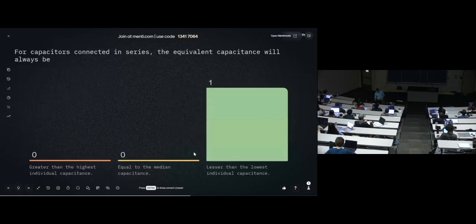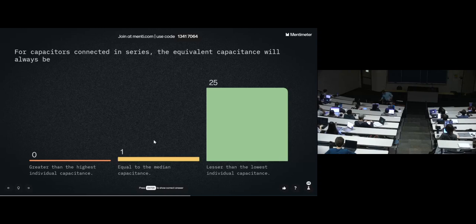So for capacitors connected in series, you expect the equivalent capacitance to be, yes, in this case, less than the lowest individual capacitance. So if you have capacitors in series that are 1, 10, and 100 microfarads respectively, then when I add them in series, one brief mental check you can do is that the equivalent capacitance should be less than 1 microfarad.